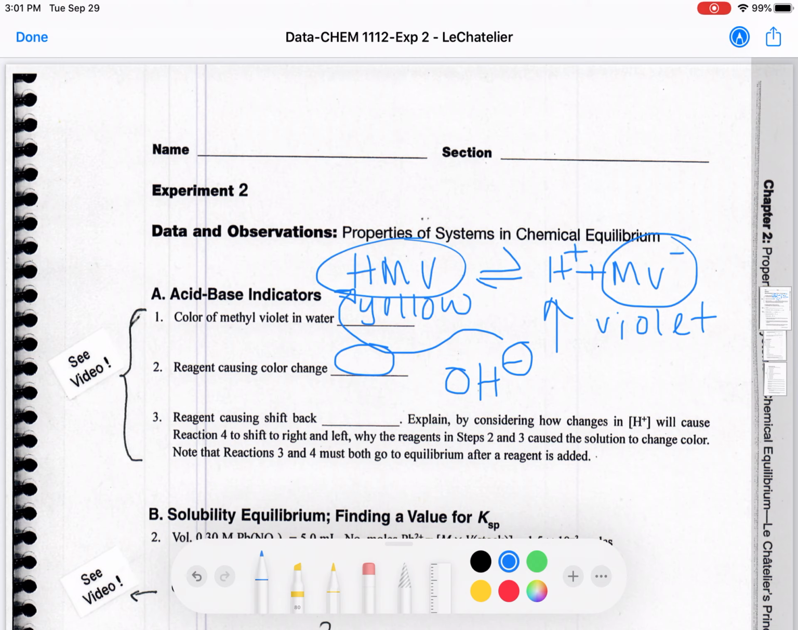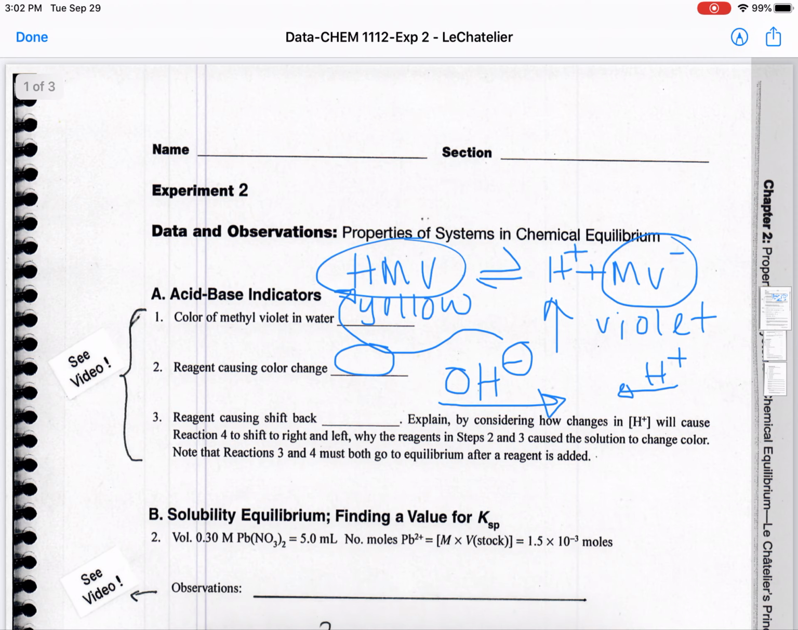Then by adding a base, what do you think? The equilibrium will shift to the right by adding a base. The equilibrium will shift to the left by adding an acid. So the acid will produce the yellow form, and the base should give you the violet form. That is how the equilibrium will be shifted by changing the H plus ion concentration.